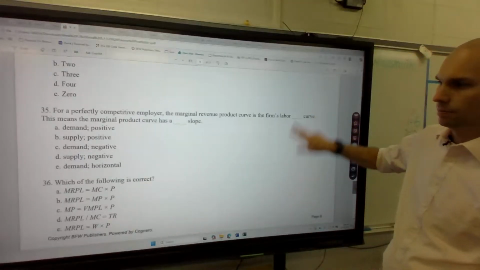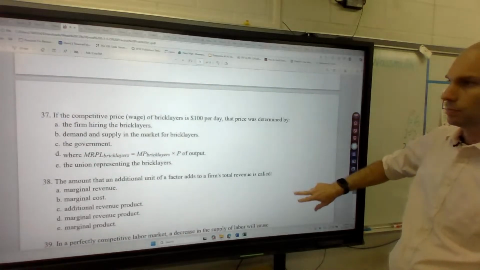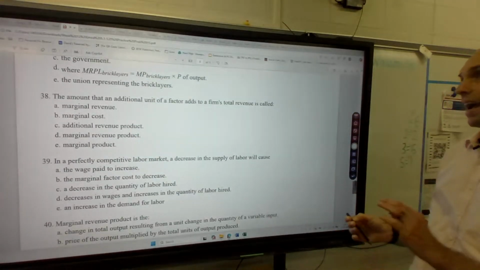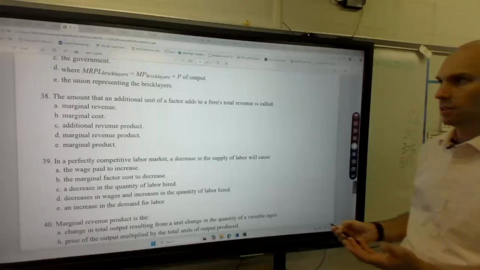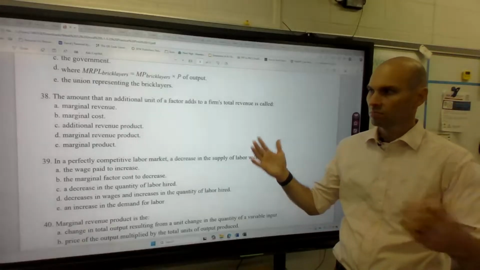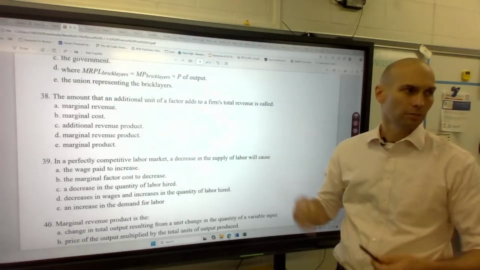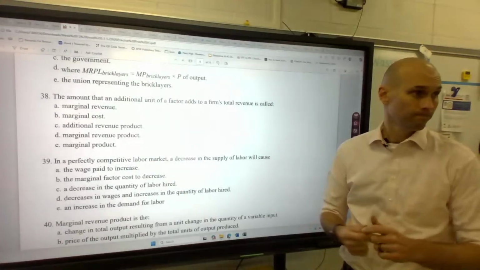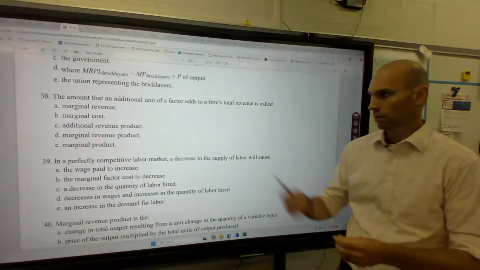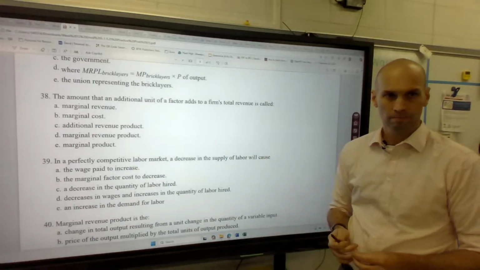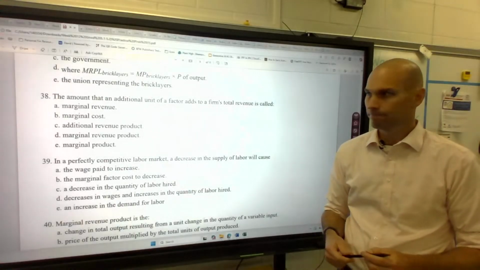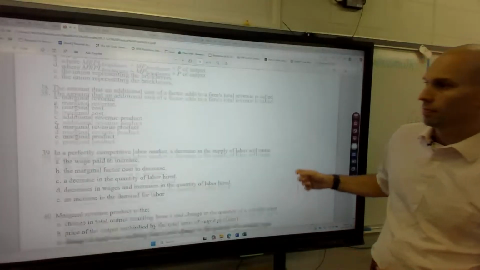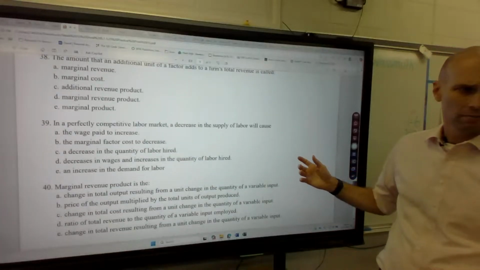38. The amount that an additional unit of a factor adds to a firm's total revenue is the marginal revenue product of the factor, land, labor, capital. That's the definition in words. Or MP times PG. Any question on 38?